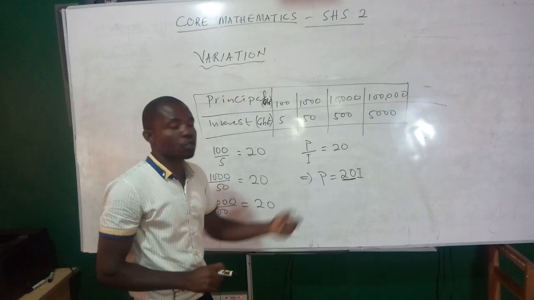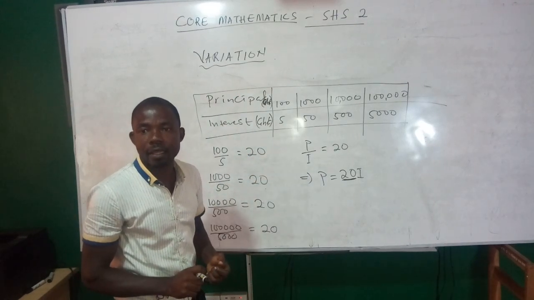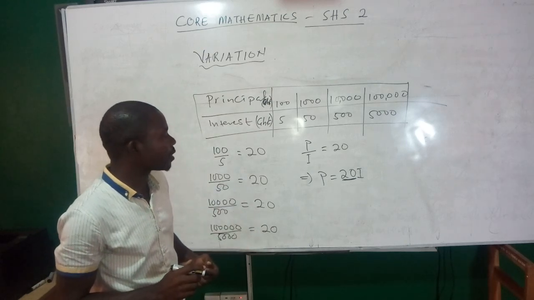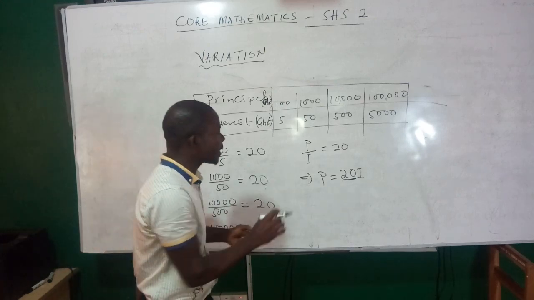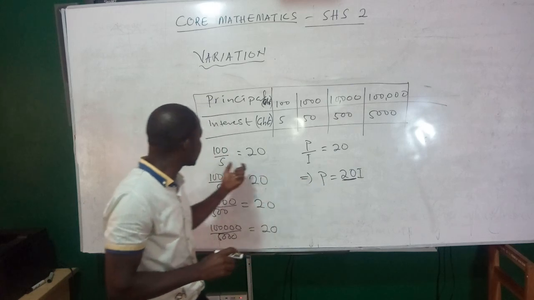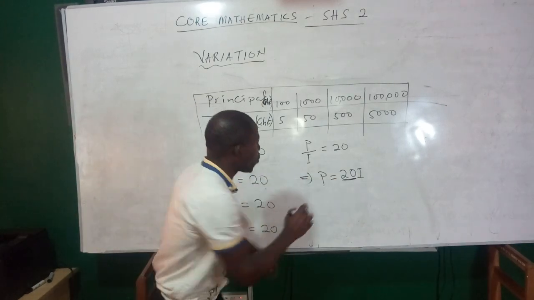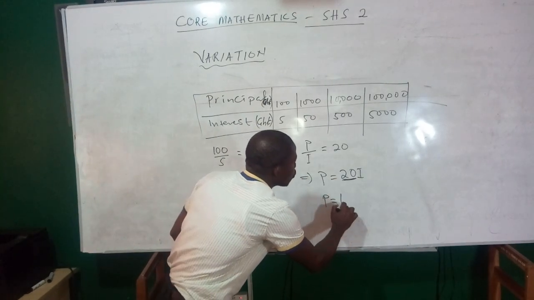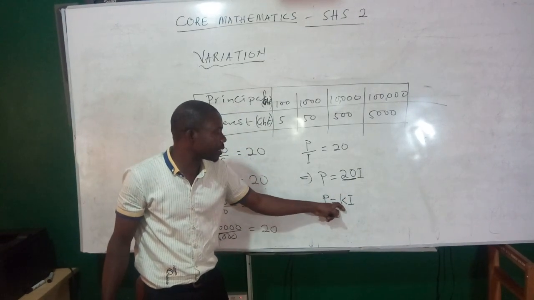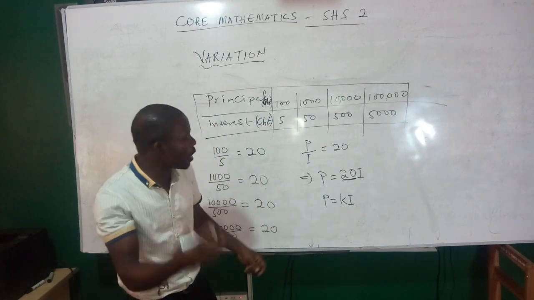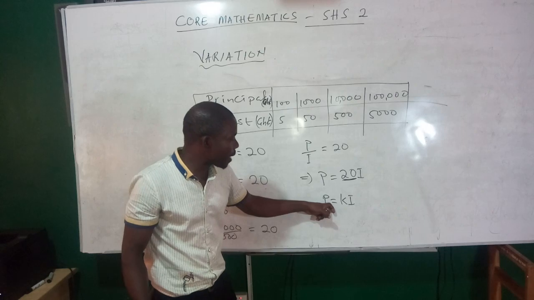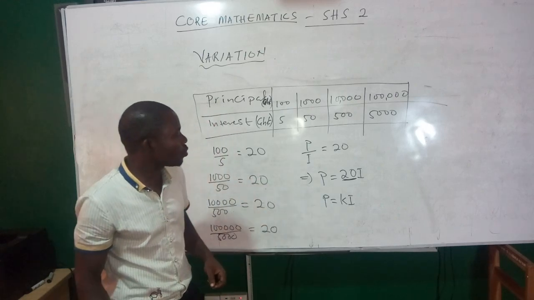Conventionally, we use the letter K to represent the constant of variation. So in this case, assuming we don't know the constant as 20, then this statement we have here will have P is equal to Ki, where K is the constant of variation. So whenever you multiply the constant by the interest, you get the principal.